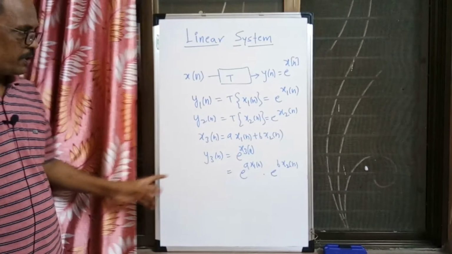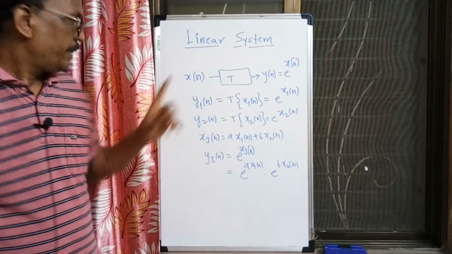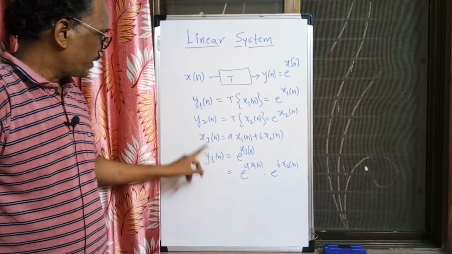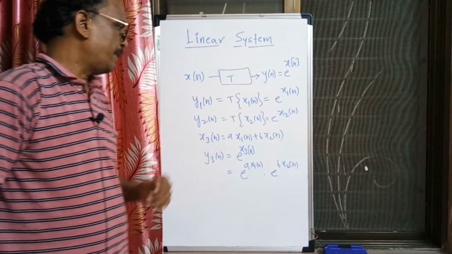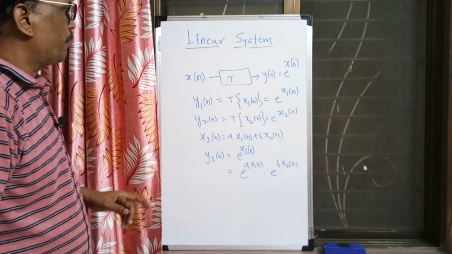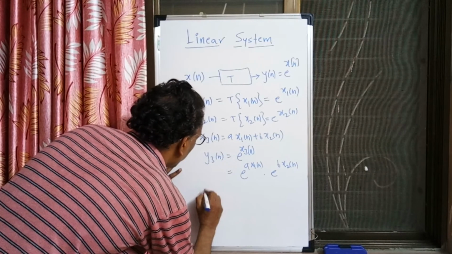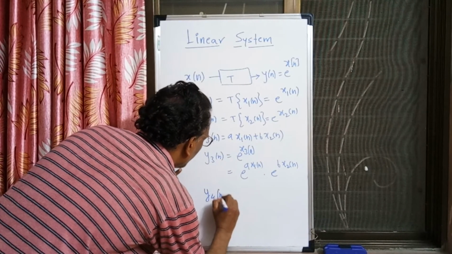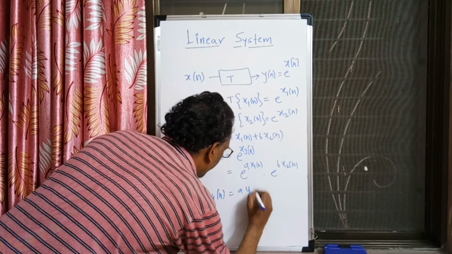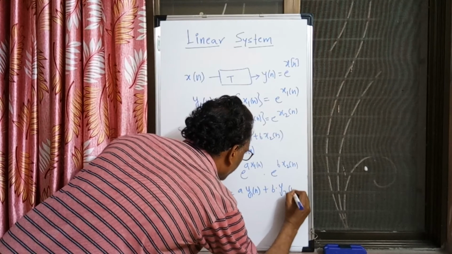So the response of the system to the inputs x1 and x2 is known, and the response of the system for the input x3[n] is also available to us. Now our job is to write the linear combination of outputs to the individual inputs. Let us say y4 is the linear combination of outputs, a times y1[n] plus b times y2[n].